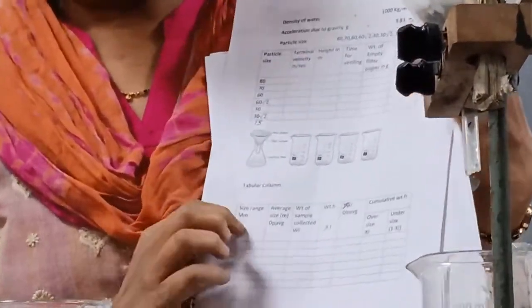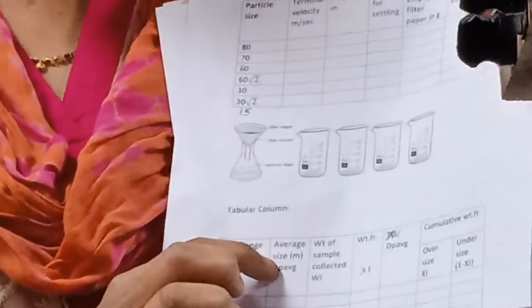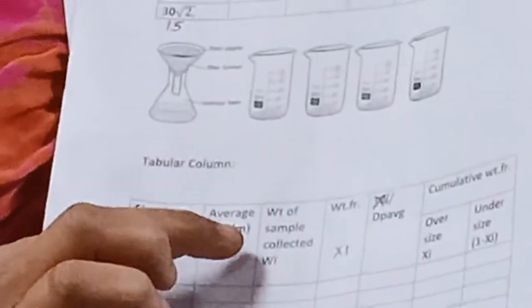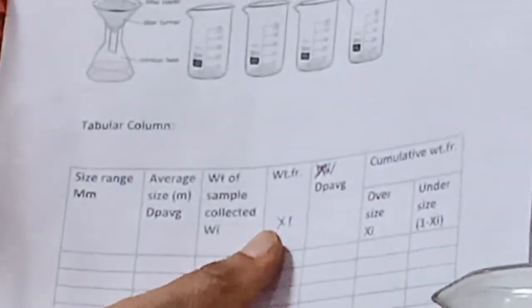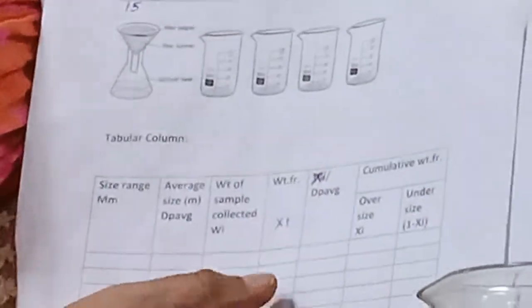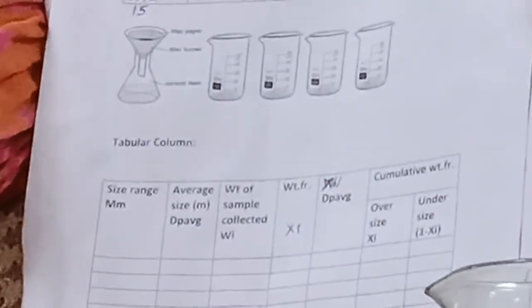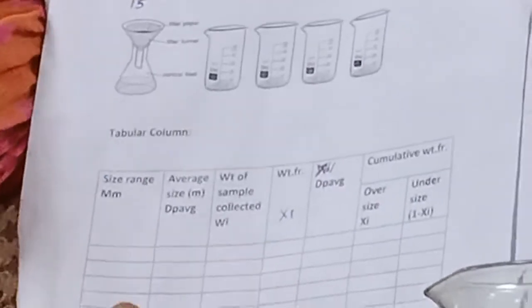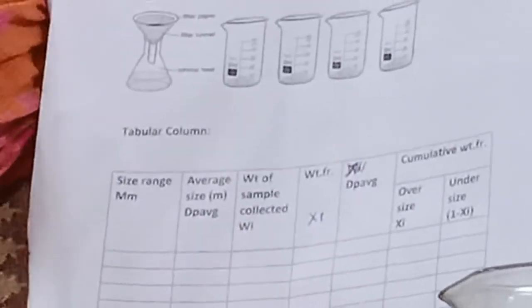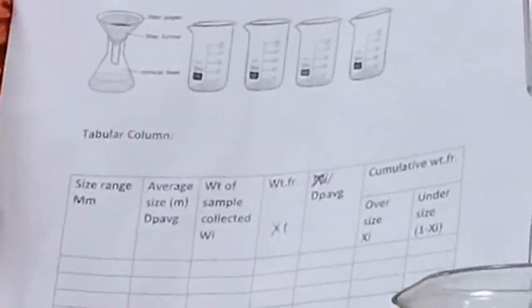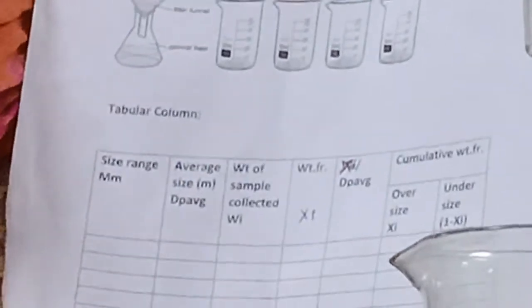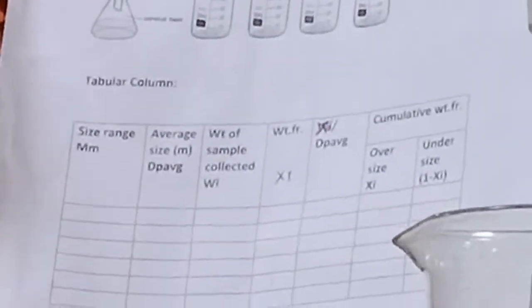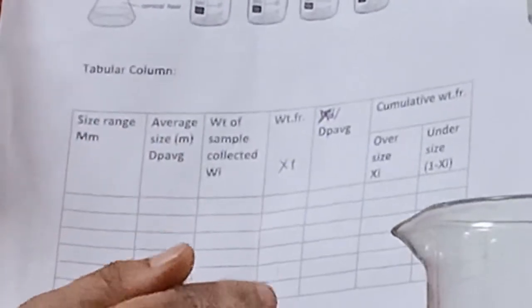For the calculation part, you have to write down the size range, then calculate the average particle diameter, then the weight of the sample collected, then find out the weight fraction. The weight fraction is nothing but individual weight divided by total weight. All the weights you have got, you add them, and that will become the total weight. If you have taken 5 grams, the solids after drying with a filter paper has to come as 5 grams itself. The weight fraction, you will get it.